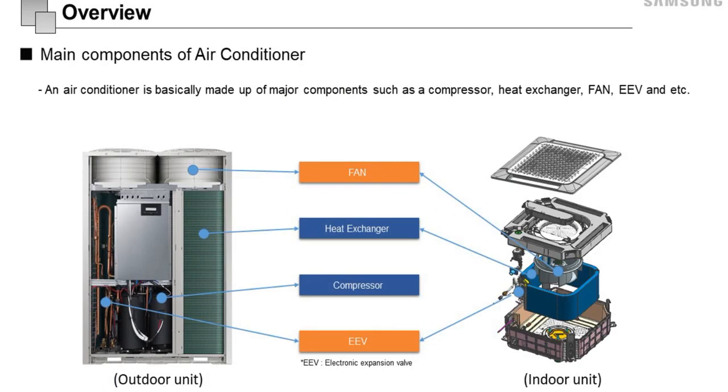An air conditioner is basically made up of major components such as a compressor, heat exchanger, fan, EEV and etc. Among them, we will learn how to troubleshoot the EEV and fan.